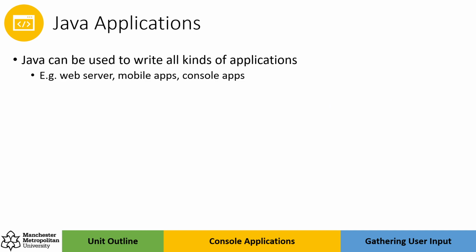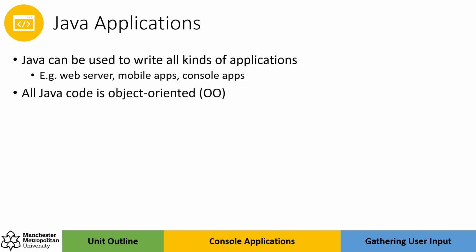In terms of what you can use it for, there are loads of things. You can write applications which interact with web servers. You can write mobile apps, predominantly Android-based mobile apps. We're going to be writing console apps, but it's also very popular for things like network programming. And Java is a very versatile language. There's an almost endless number of things you can do with Java.